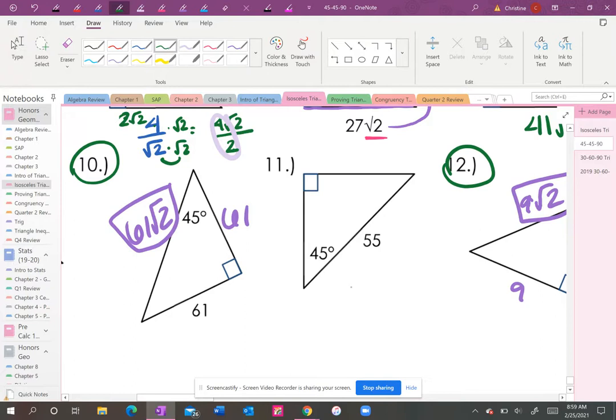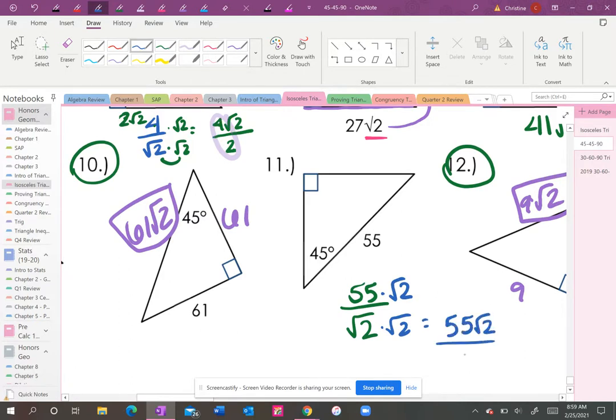Same thing, 55 over root 2. You cannot divide 55 and 2, so you can't divide 55 and root 2. You have to rationalize and get 55 root 2 over 2. Again, kind of a crazy looking number, but that's the answer.